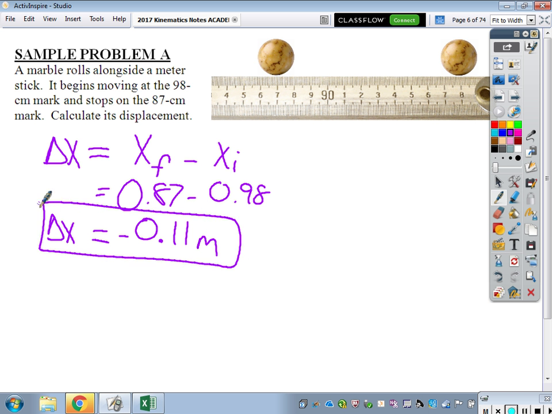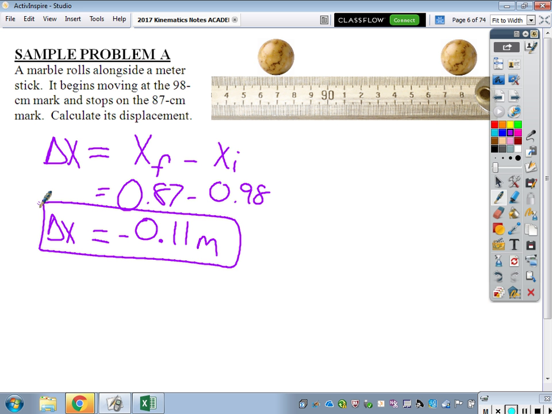Let's check our answer. Is it negative because it rolls to the left? Yeah, absolutely. Okay, it starts at the 98 centimeter mark, goes to 87. It does go to the left on our meter stick. Okay, does it travel 0.11 meters or 11 centimeters? Absolutely. It is correct. Okay, but it's always worth checking our answer and evaluating it versus the problem.